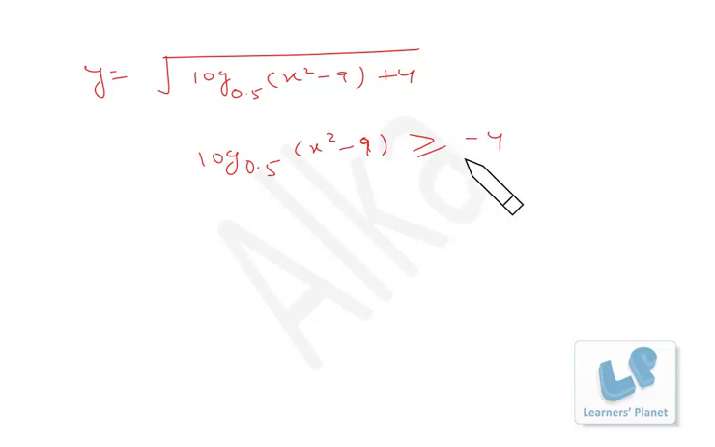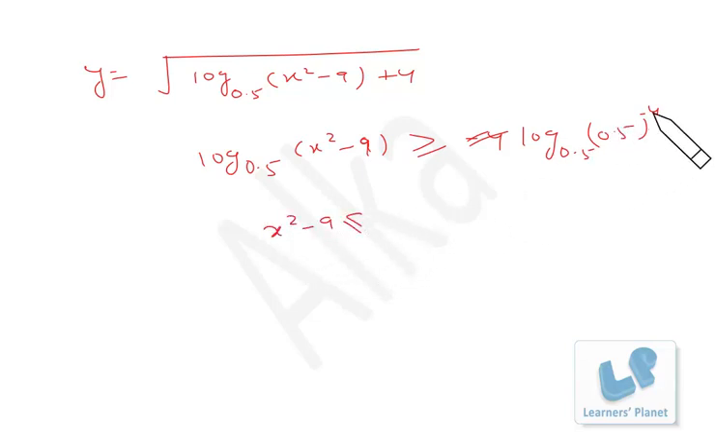Now minus 4 can be written as a power of the base, and 1 can be written as log 0.5 to the base 0.5. So this minus 4 will go to the power of this. Okay, 0.5 raised to minus 4. Now what you can do is take antilog, and since the base is less than 1, the sign of inequality will be changed.